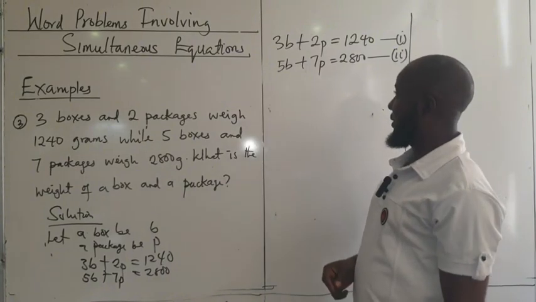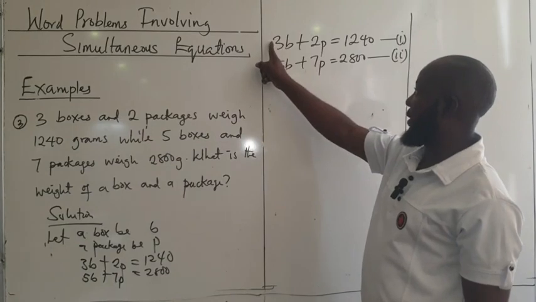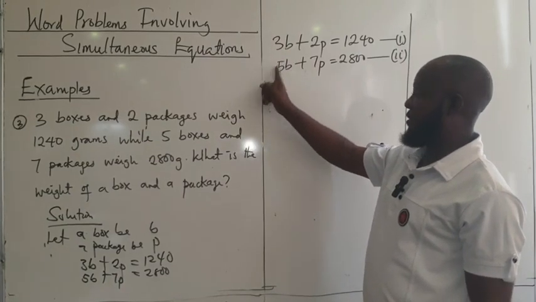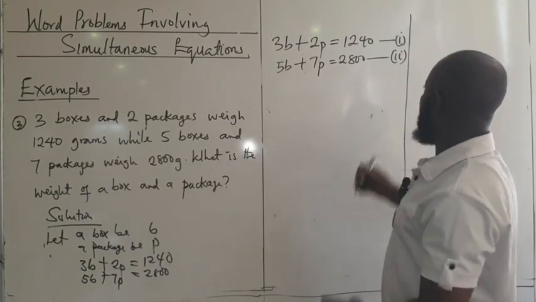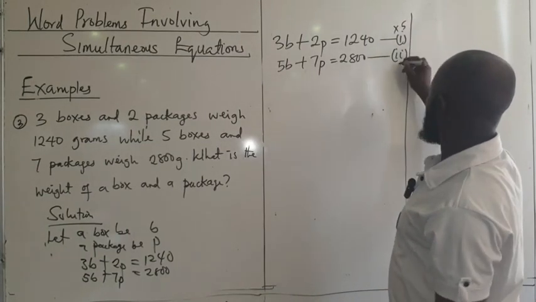How am I going to do that in this? So what I'm going to do is look for a number that I will multiply by 3 and the number that I will multiply by 5 and I'll get the same answer. So in this case, let's multiply this one by 5, and let's multiply this one by what?